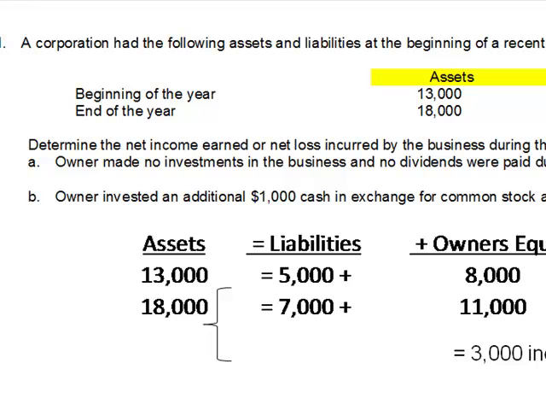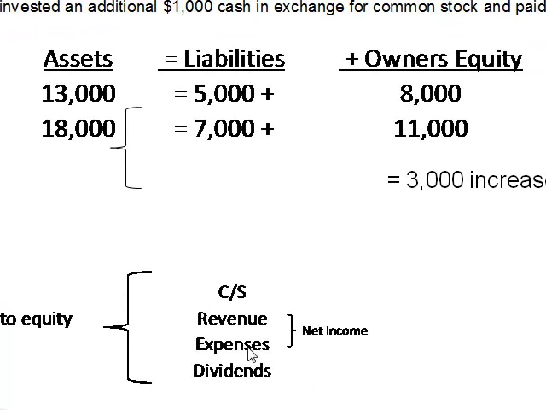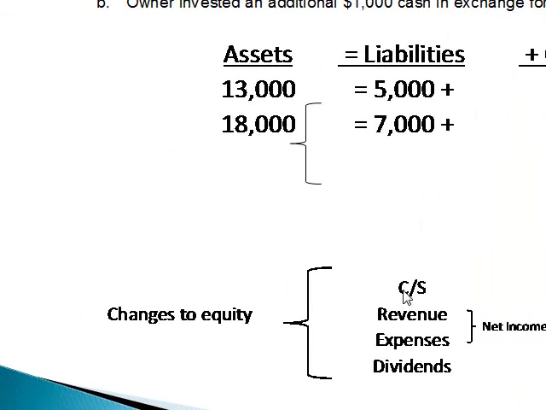And then you need to realize that equity can be changed by 4 different things. This is C-RED, right? Common stock, revenues, expenses, and dividends. And revenues less expenses is net income. So we can really narrow down a change in equity to 3 different pieces: common stock, net income, or dividends.